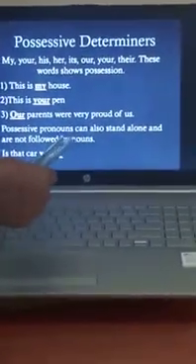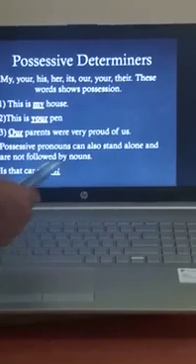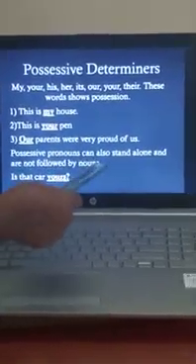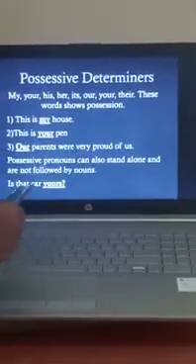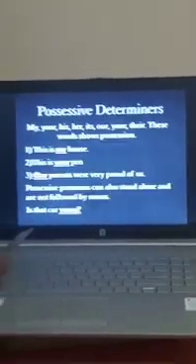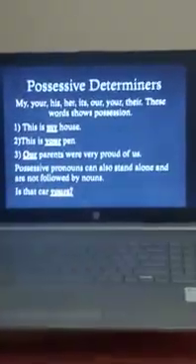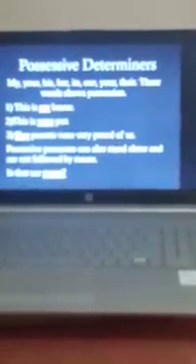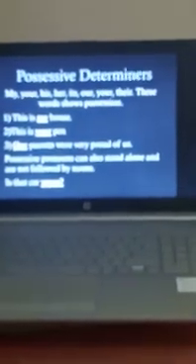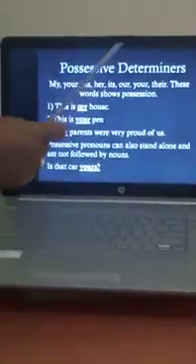Even possessive pronouns. Now I am talking about pronouns. Possessive pronouns can also stand alone and are not followed by a noun. Example, is that car yours? So yours is possessive pronoun, not determiner. Say determiner, this is my scale. So this is possessive determiner. My is the determiner. Okay children, clear?